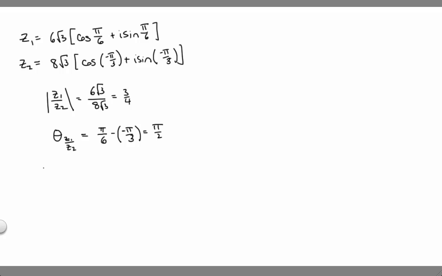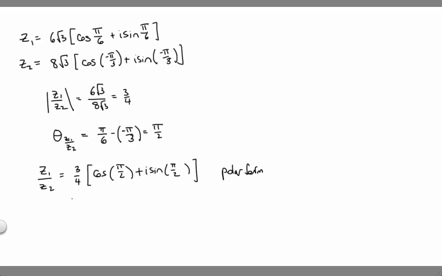So now for our final answer, what we're going to do is write down what Z1 over Z2 is. We've figured out that its length is 3/4. And let's write out polar form. So that's going to be times cos of the angle plus i sine of the angle. And we know what our angle is. It's pi over 2. So if someone told you, give your answer in polar form, then you'd say this.